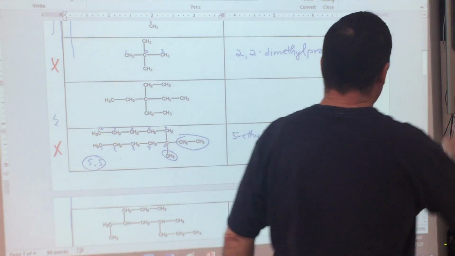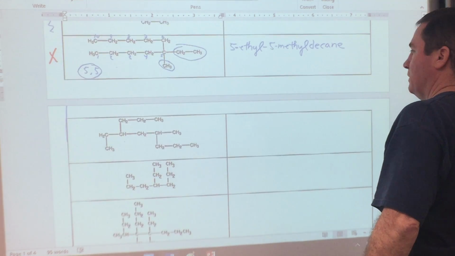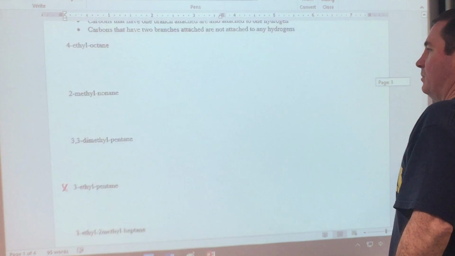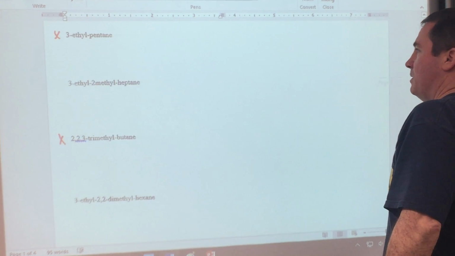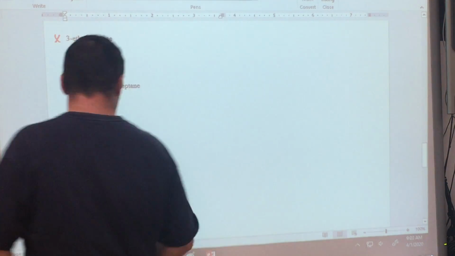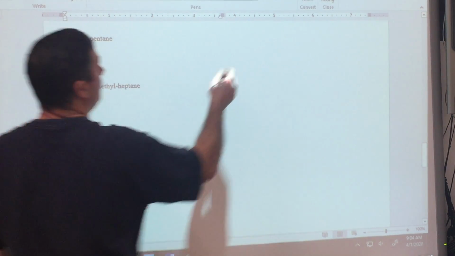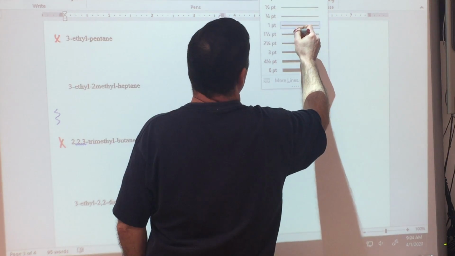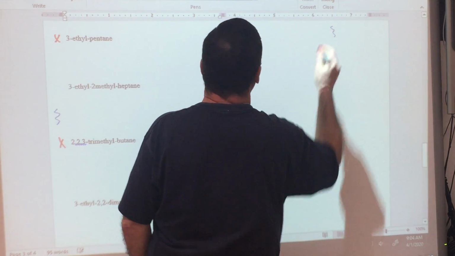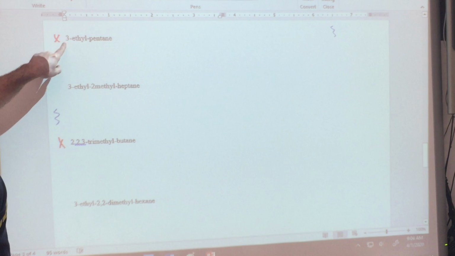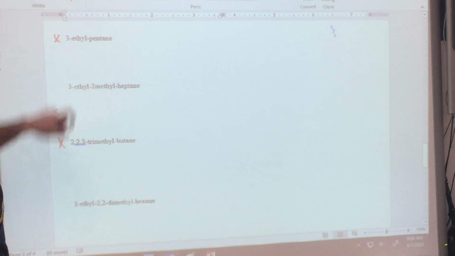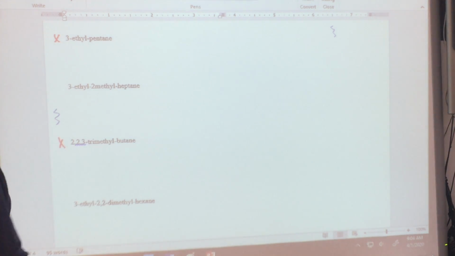Yo! See if this works. Yes, it does. Okay, on this one, I believe I wanted you to do 3-ethylpentane. I'm not sure if that 3 got hole punched out. It did on mine, but that's 3-ethylpentane. If that got cut off, don't worry about it. I'm going to show it to you anyway.